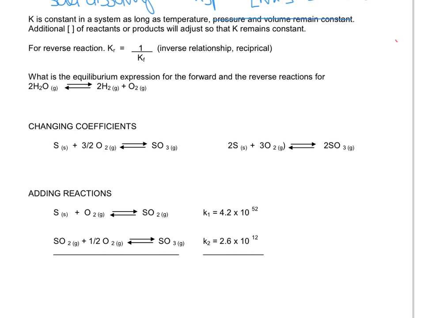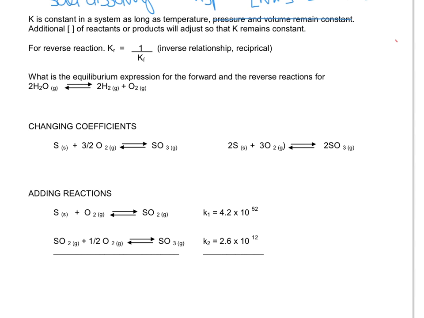If you have K for a reaction, and you know its value, you can figure out what K is for the reverse reaction because it's going to be the inverse or the reciprocal of the forward. So K for the reverse reaction is 1 over K for the forward reaction. So if we wanted to look at this equation, again, all equilibrium constants are for reversible reactions. So this is water decomposing into hydrogen and oxygen.